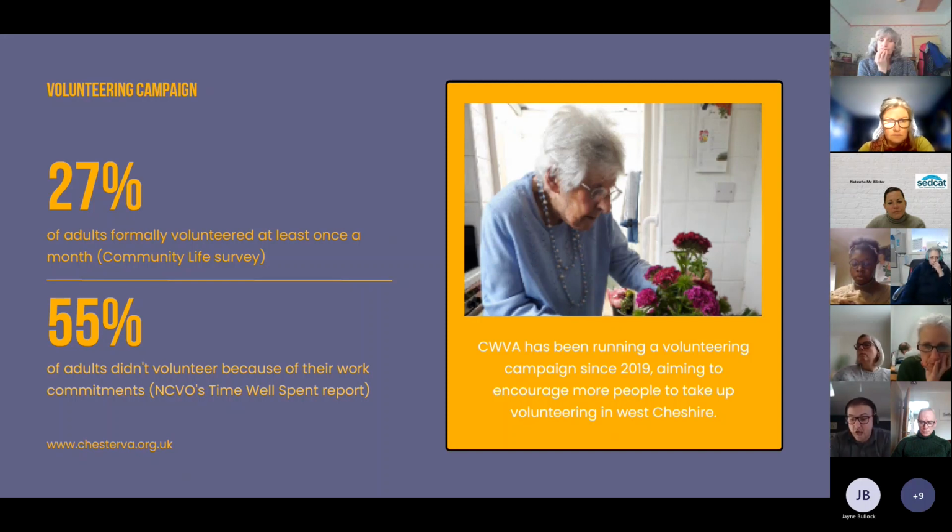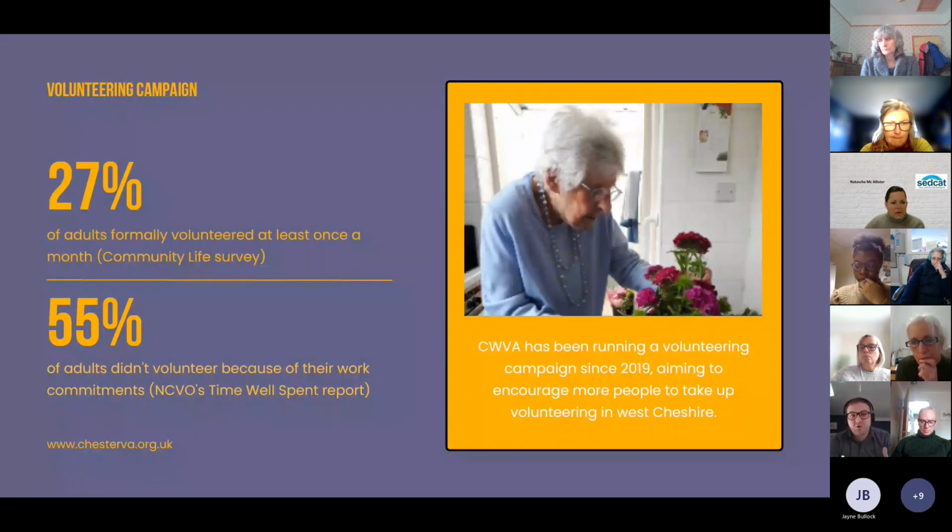When we did our research, we found that only 27% of adults formally volunteered at least once a month, and that was according to a survey run by Community Life. NCVO's Time Well Spent report also highlighted that 55% of adults didn't volunteer because of their work commitments. Other reasons why people didn't volunteer included child or home commitments, people not being aware of volunteering opportunities in their area, and lots more reasons.